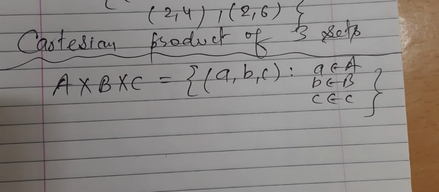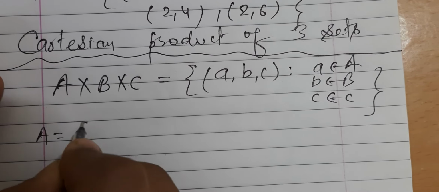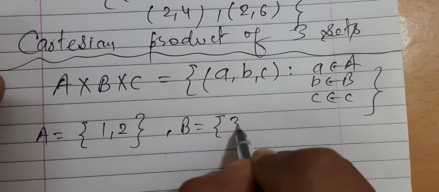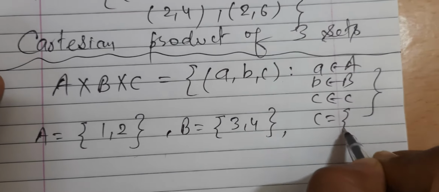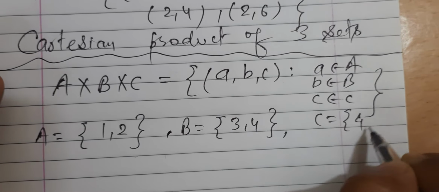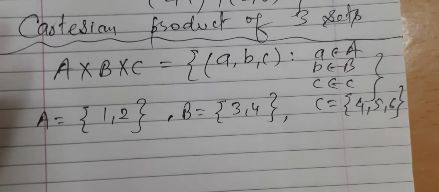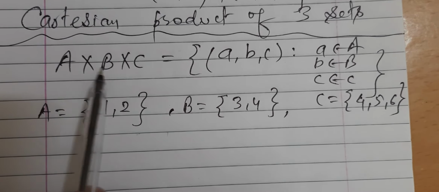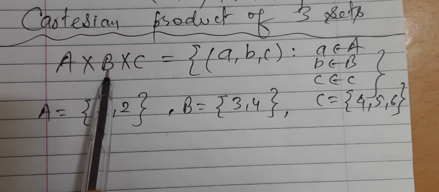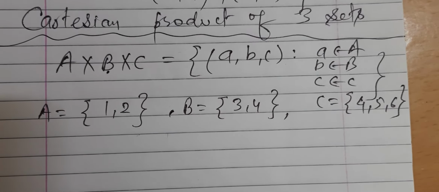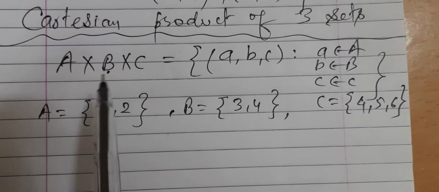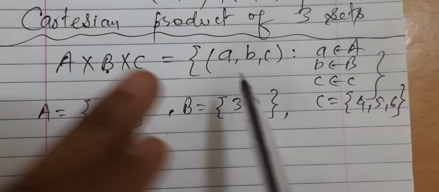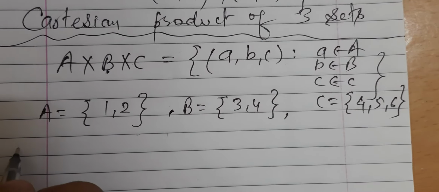Now let us take one example. Set A is given whose elements are 1, 2, set B whose elements are 3, 4, and set C whose elements are, let us take, 4, 5 and 6. Now we have to find the Cartesian product A cross B cross C. How do we find the Cartesian product of three sets? First we'll find the Cartesian product of the first two, and then we'll find the Cartesian product of that result with set C. So first we'll find A cross B.